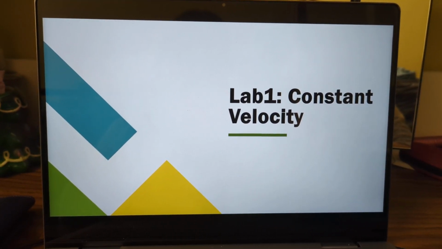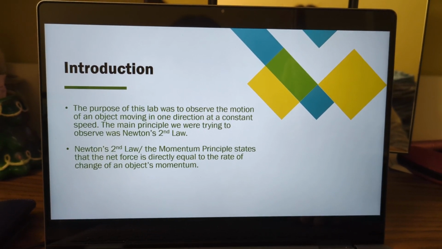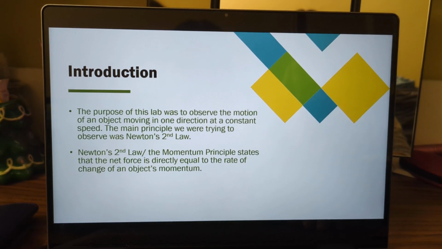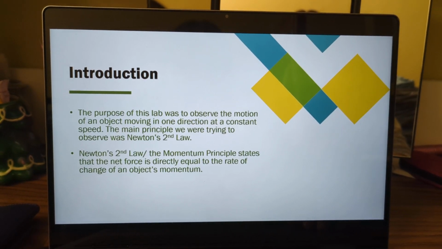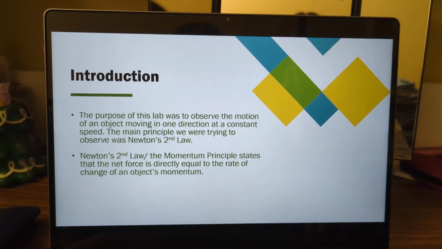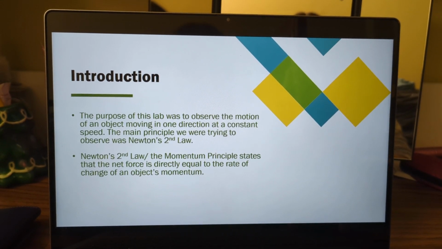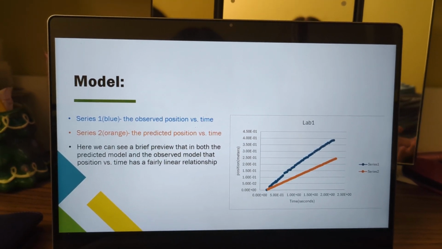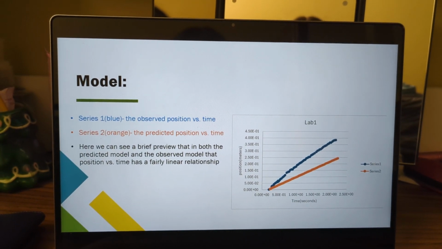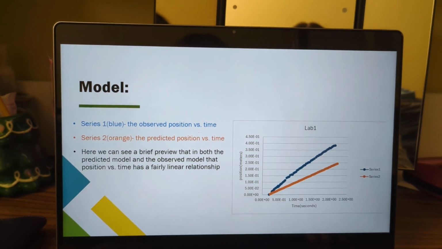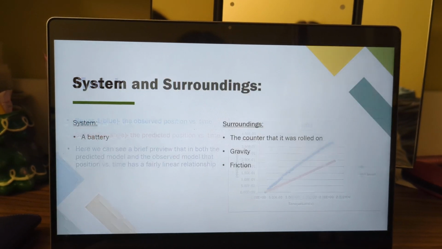Lab 1: Constant Velocity. The purpose of this lab was to observe the motion of an object moving in one direction at a constant speed. The main principle we were trying to observe was Newton's second law, which states that the net force is directly equal to the rate of change of an object's momentum. Here on this model, we can see a brief preview that in both the predicted model and the observed model, position versus time has a fairly linear relationship.